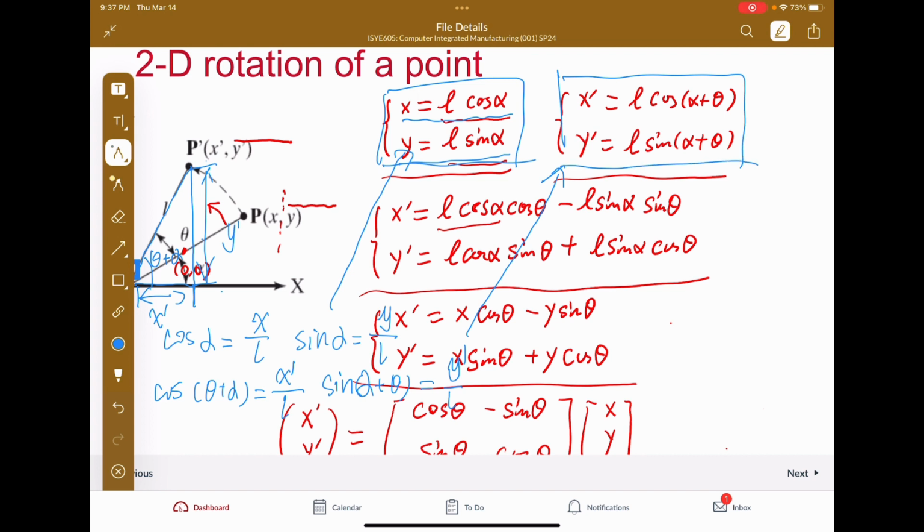Now we need to use these two, equation 1 and equation 2, to try to use x and y to represent x prime and y prime.